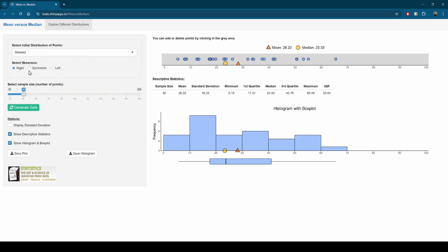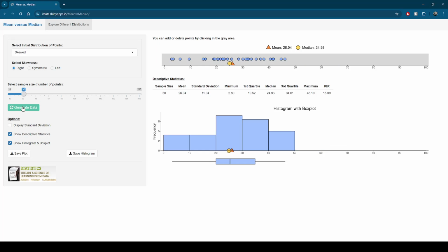Notice that we talked about a right skew versus a left skew versus symmetric data. This is going to generate some data that should be right skewed. If we assume that there's a right skew or a positive skew to our data, notice what's happening when we compare the orange triangle, which is the mean, versus the yellow circle being the median of our data set. Looks like for this first sample, that mean is higher.